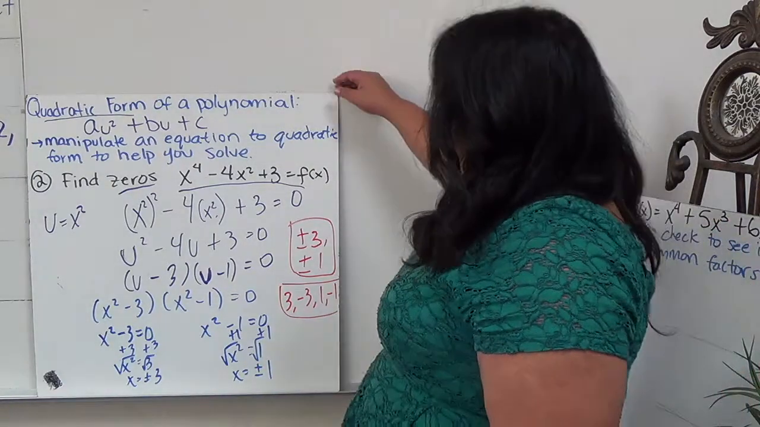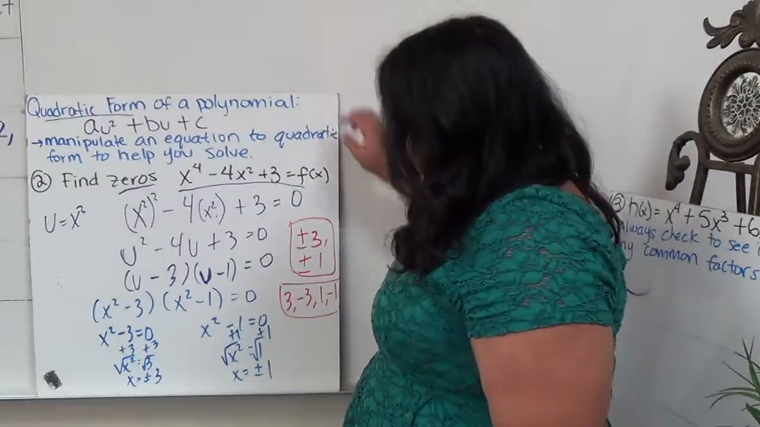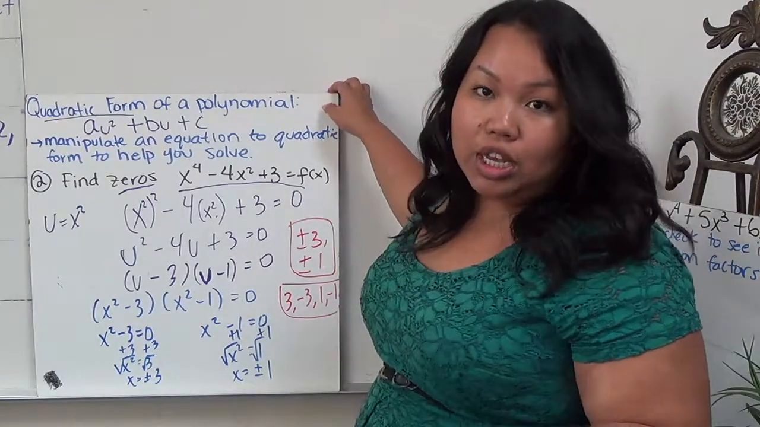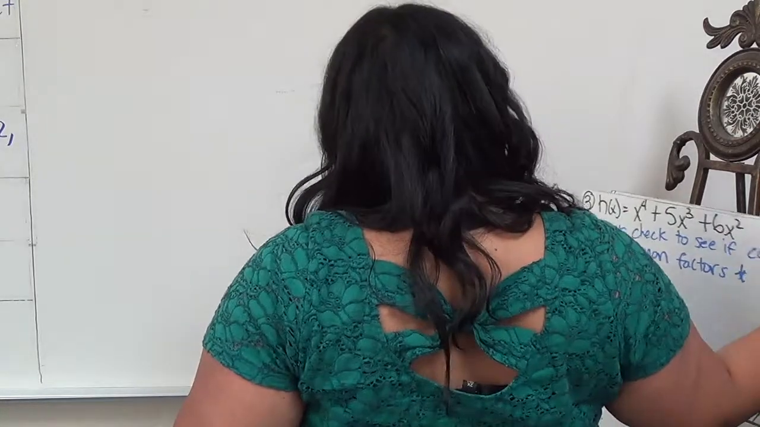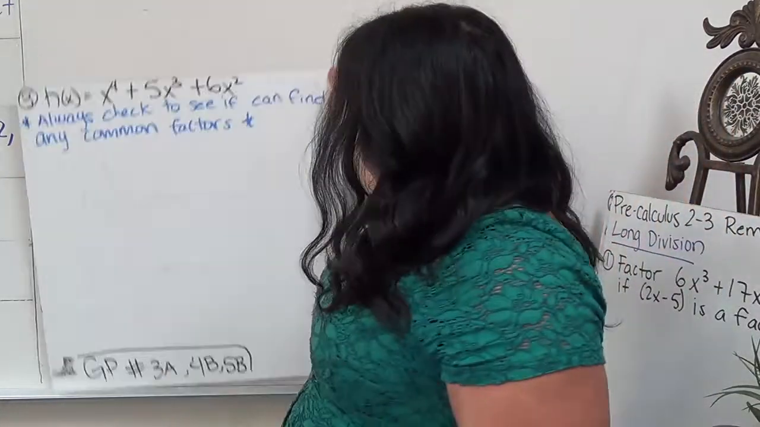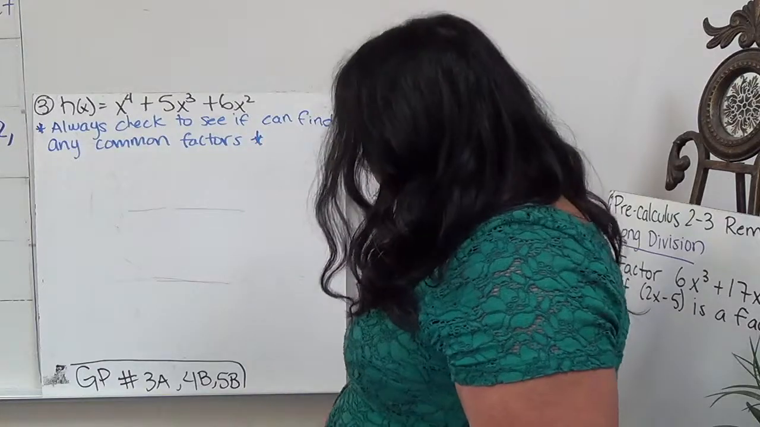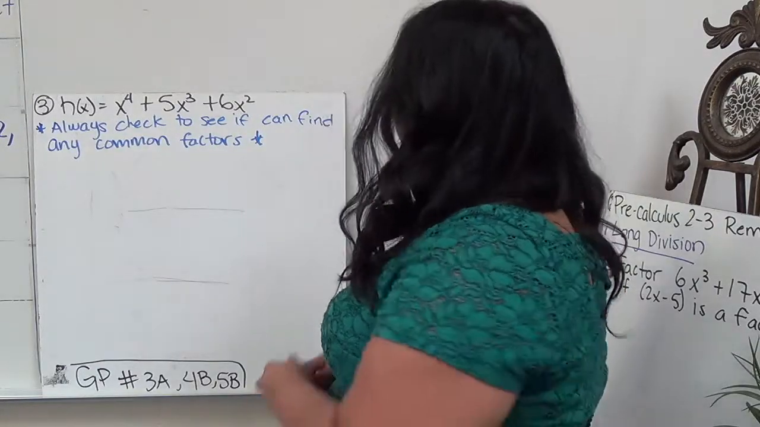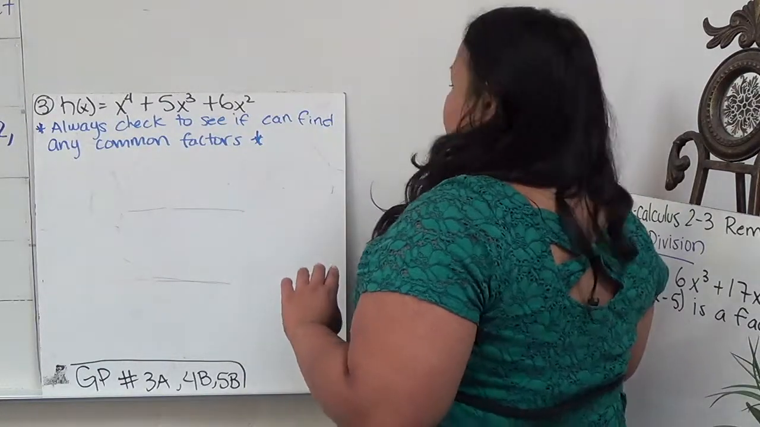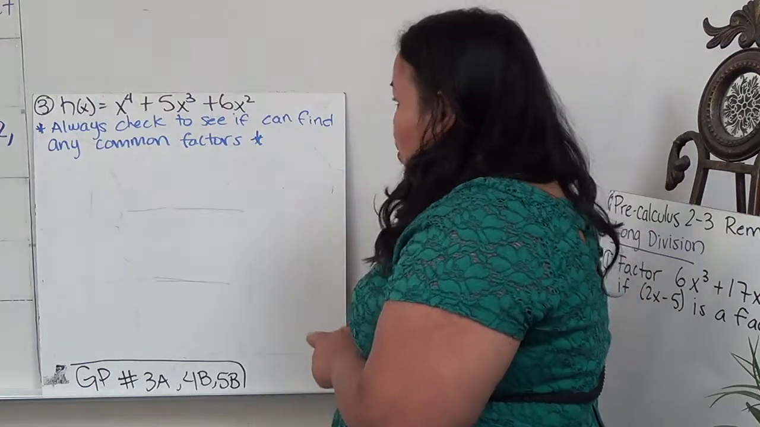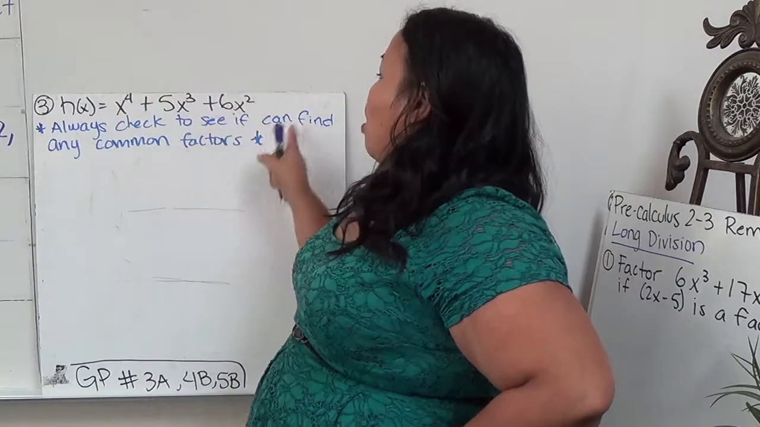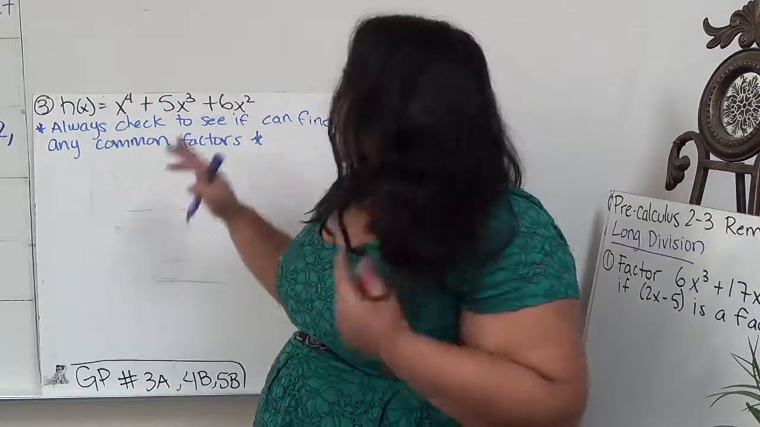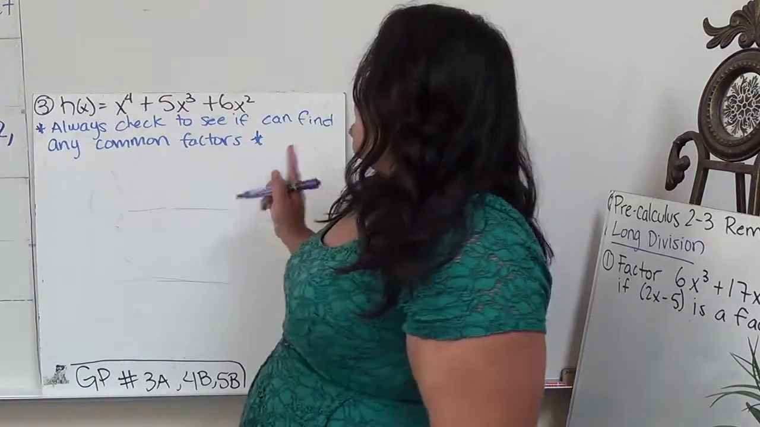The next one we're going to do is a combination of both, okay? And I'll tell you what I mean. So for number 3, I could try the whole thing, because I see the x to the fourth, and try to manipulate it. But if the terms all have something in common, always check. The first step is always to see if you can find any common factors.